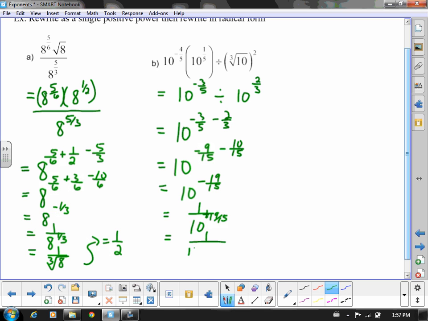So this is an ugly value. Seems ugly. I'm just going to go back and recheck my math to make sure that I got everything right here. The negative 4 plus 1 is negative 3. I don't see any errors.